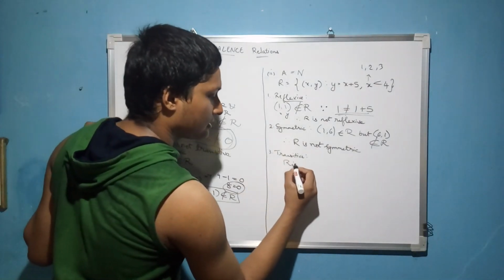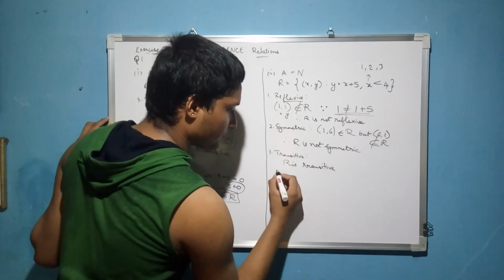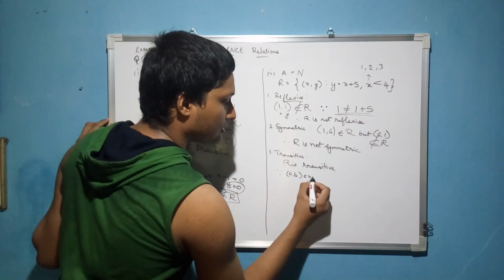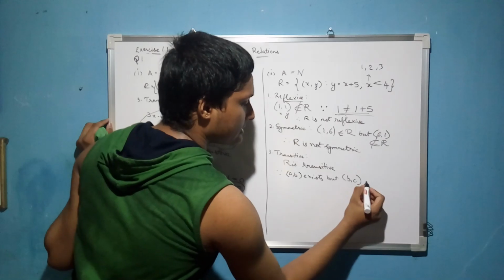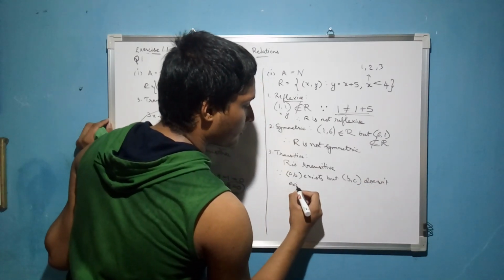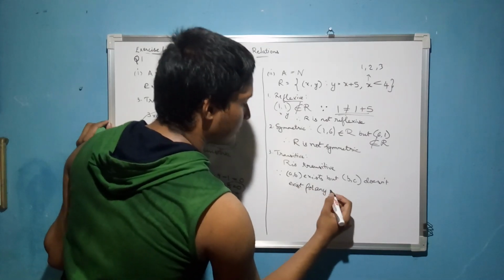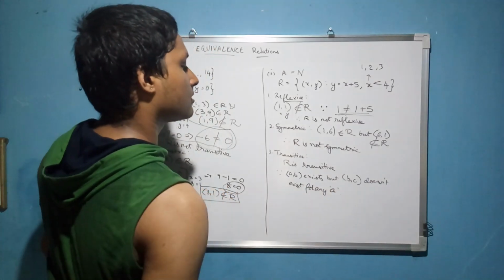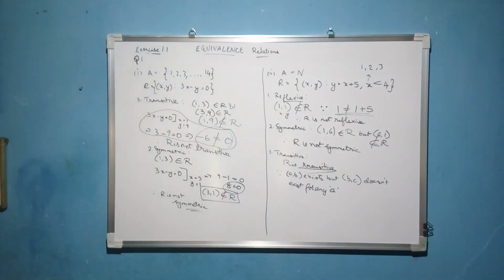R is transitive because a comma b exists but b comma c doesn't exist, for any a. Therefore, it is transitive only. This function is given as transitive only.